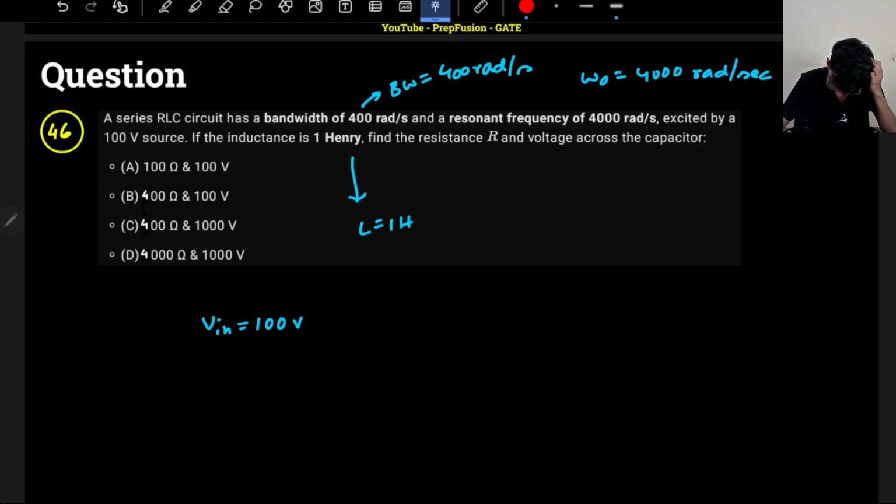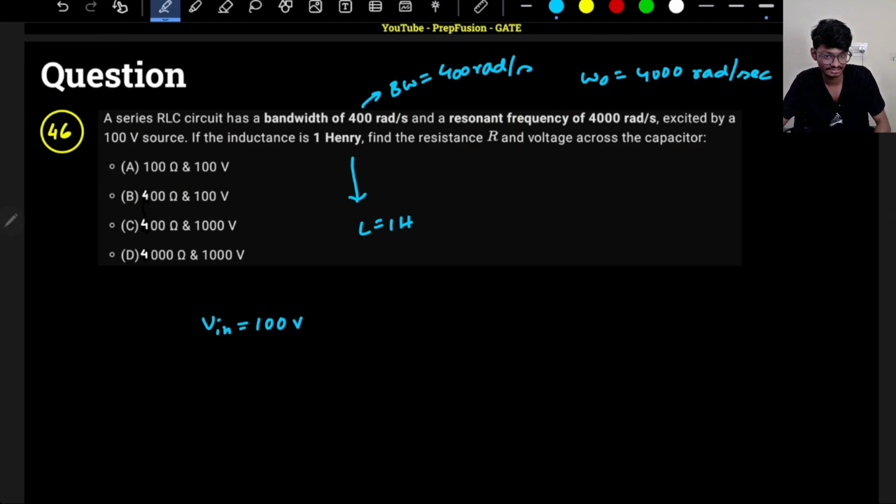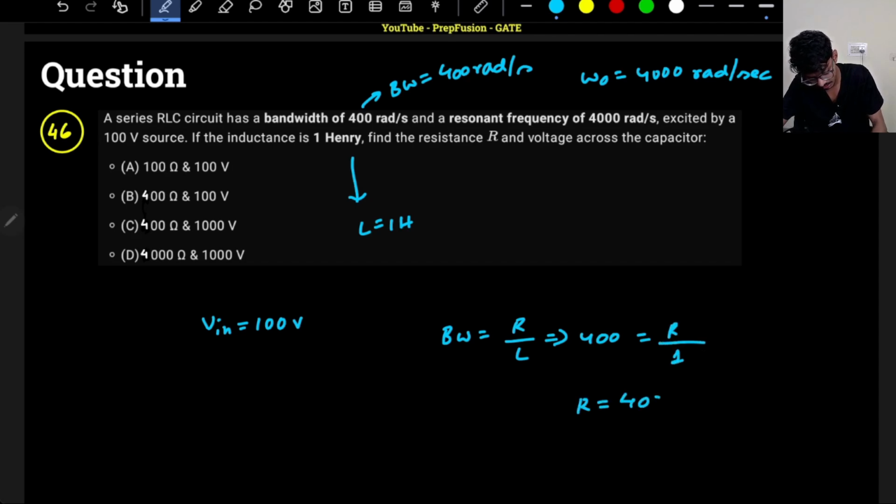So they have given me omega naught and bandwidth. From this I will be able to find out the capacitance, but I will not be able to find out the resistance from this. But for a series RLC circuit, I know the formula for bandwidth in radian per second is R by L. So the bandwidth is given as 400 radian per second, R I don't know, and L is 1. So of course my R will be 400 ohms.